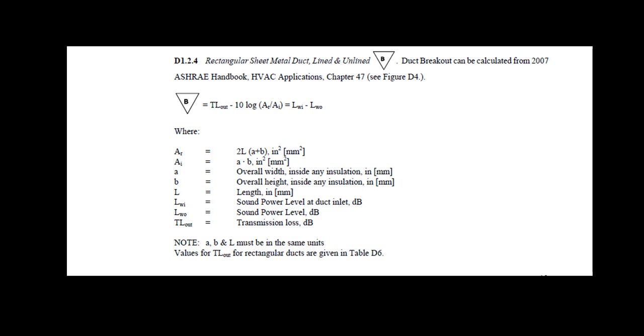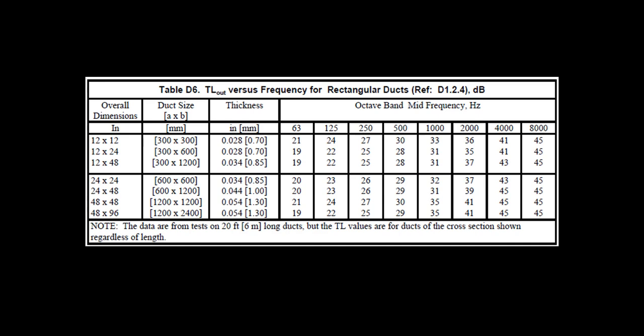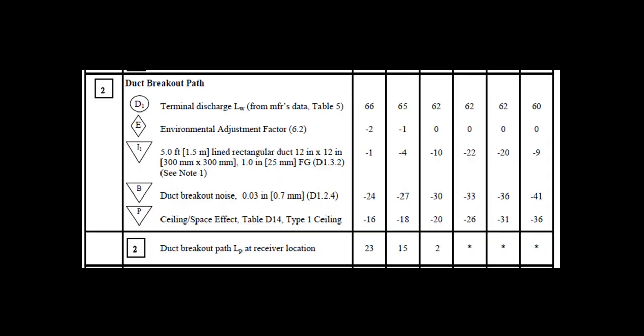The next variable is the duct transmission loss. This can be calculated using the geometry of the ductwork and an equation in section D1.2.4 of 885. You combine this data with the transmission loss table in D1.3 to calculate the duct transmission loss. The final attenuation of path 2 is the ceiling effect, which has already been discussed. As with path 1, the total acoustical profile of that path is determined by arithmetic.